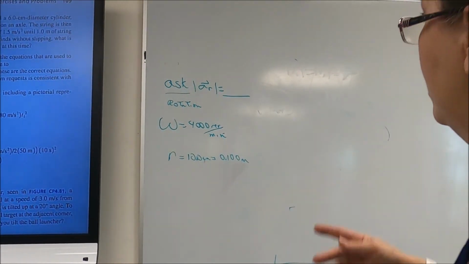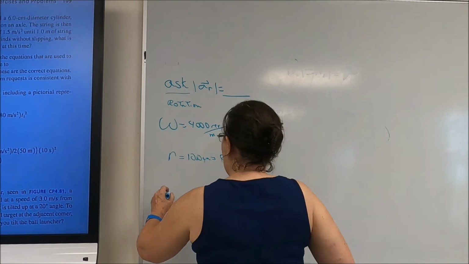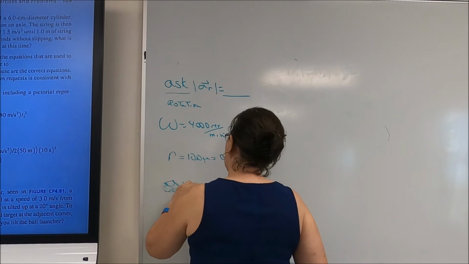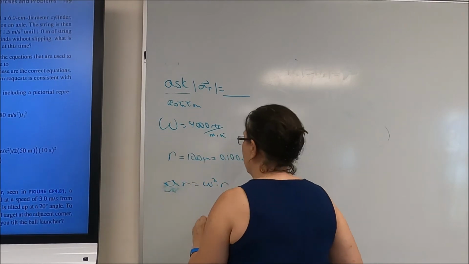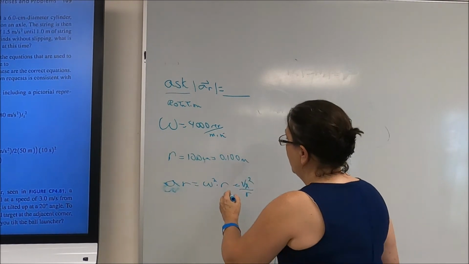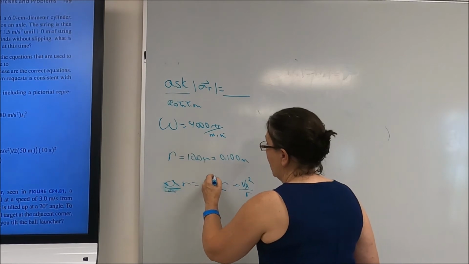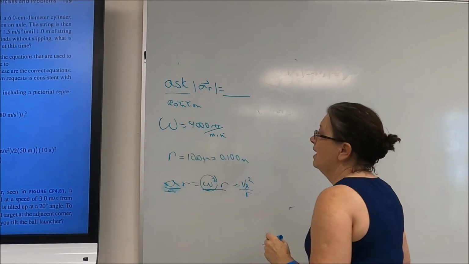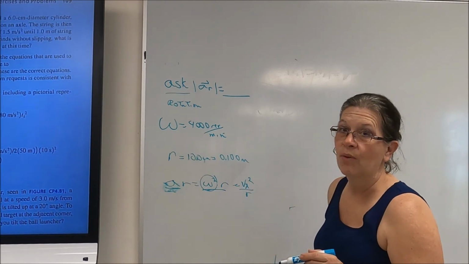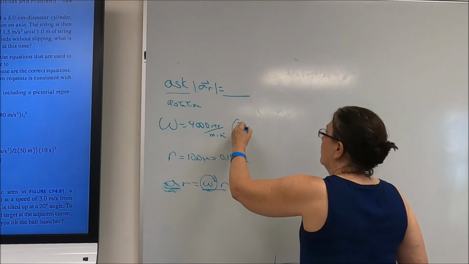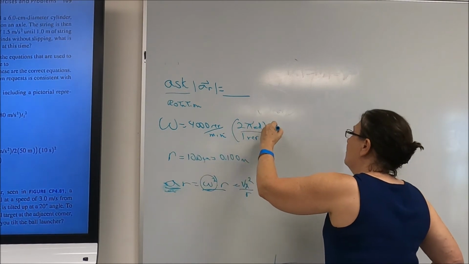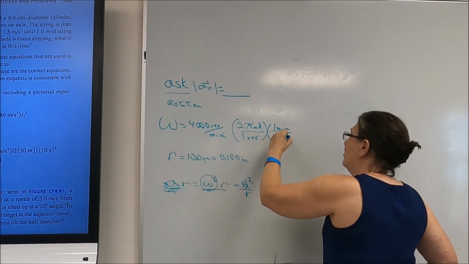Now, we know that A sub R is equal to omega squared times R, which is V sub T squared divided by R, okay? But we're interested in getting this, and we have this. Now, we're given the omega in terms of revolutions per minute. To plug into this equation, I need it in radians per second. So there's 2 pi radians for 1 revolution, and for every 1 minute, there is 60 seconds.